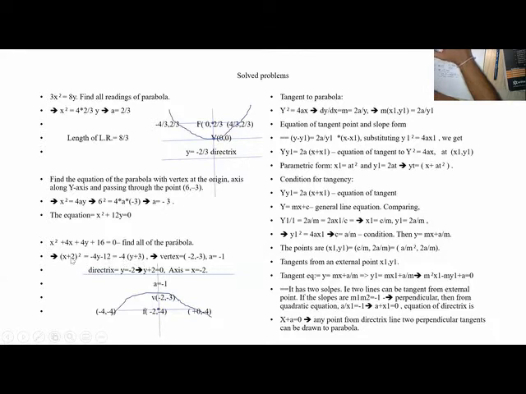So (x + h)² is equal to 4 into (y + k). So this is a parabola in the negative y-axis with the vertex at (-2, -3).